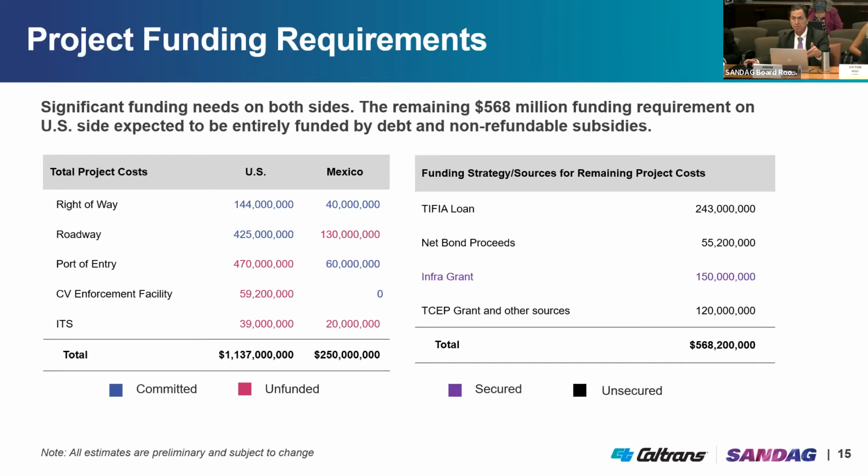We're also looking for a TCEP grant and other sources for approximately $120 million. I'm sure that Mario and his team, just as they were successful with the 150, will get the 120 for us. So really what is outstanding for me and the financial team is to go get the TIFIA loan for approximately $243 million, and the net bond proceeds, after the expenses and some of the reserve funds have been funded, that'll be approximately $55 million of funding that we'll need there.